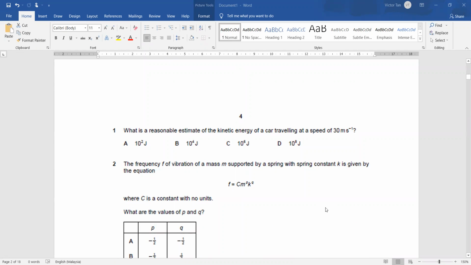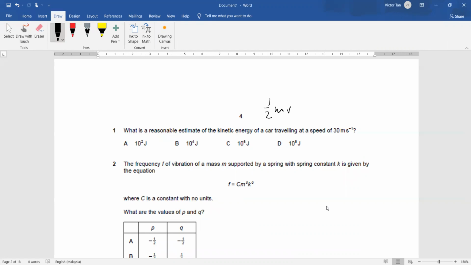What is a reasonable estimate of the kinetic energy of a car traveling at a speed of 30 meters per second? The car will be in the region of about 1,000 kilograms. So half mv squared. Just take v squared first, which will be 900. So if you take the car as 2,000, then this will be about 900 times another 1,000. So it will be 900,000, close to a million.